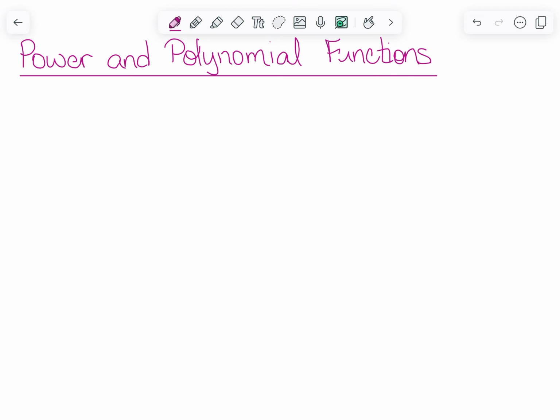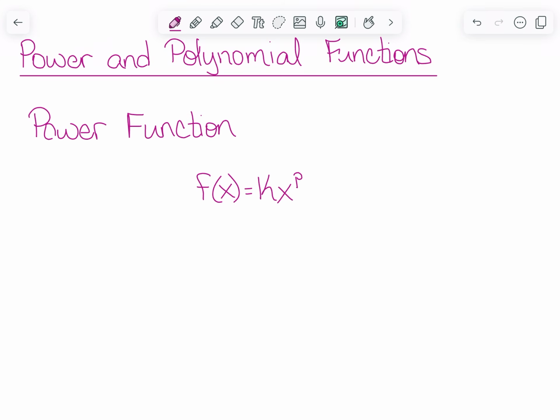Basics of power and polynomial functions. And let's start with a power function. A power function is anything of this form f of x equal to k times x to the p, where k can be any real number and p is any whole number.